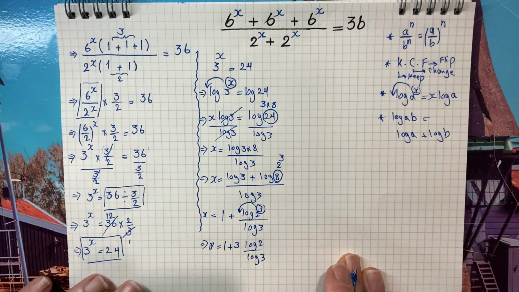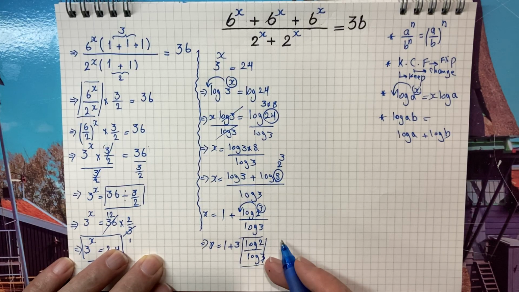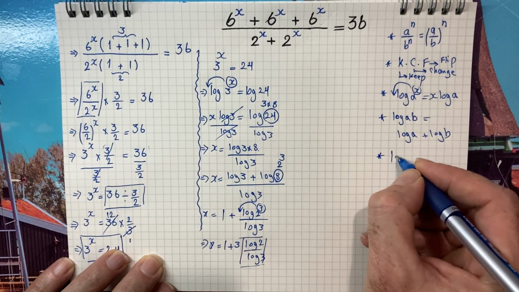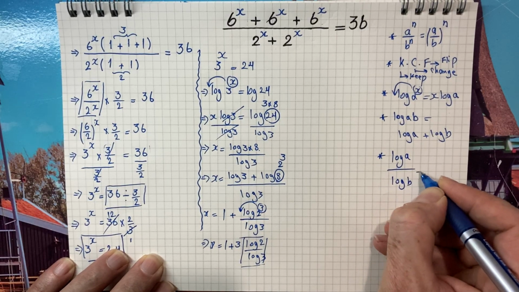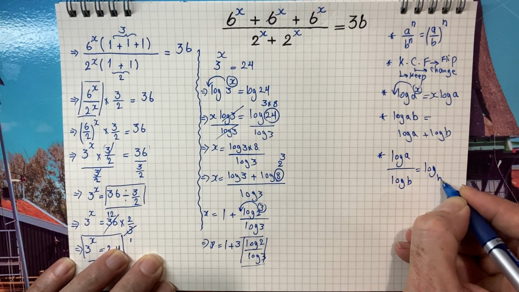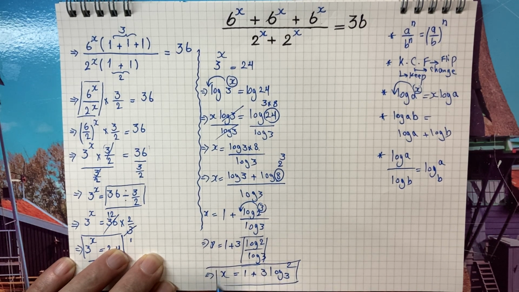But let me ask you a question. Is this the final answer or can we continue the solution? Absolutely we can. But how? By working on this part, log 2 over log 3. We have a rule that says log a over log b can be written in the form of log base b of a. So I rewrite it in the form of x is going to be 1 plus 3 log base 3 of 2. And this is your final answer.